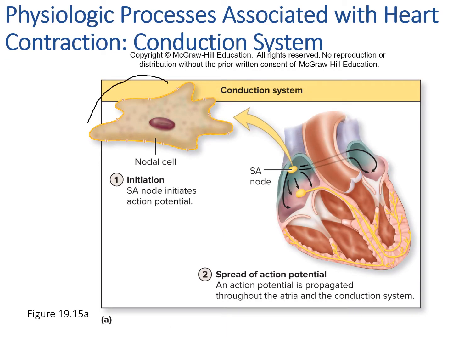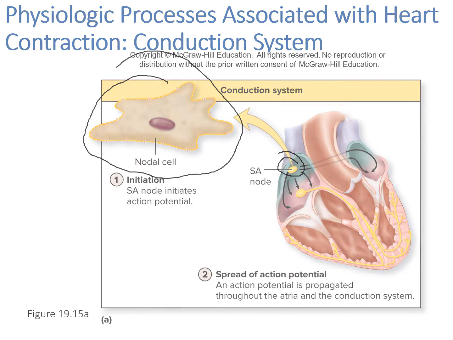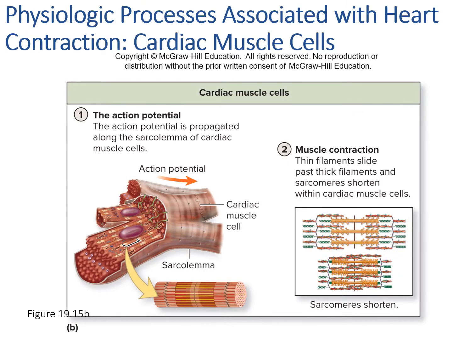These cells in the heart, called nodal cells, lose their temper about once every second, and they're located in the SA node, and they are what are sometimes called the main pacemakers. The action potential is propagated from cell to cell through gap junctions.